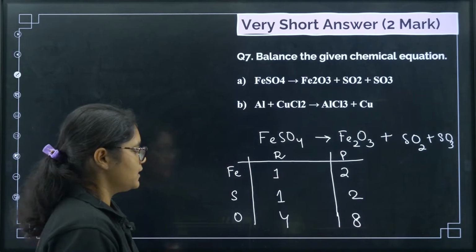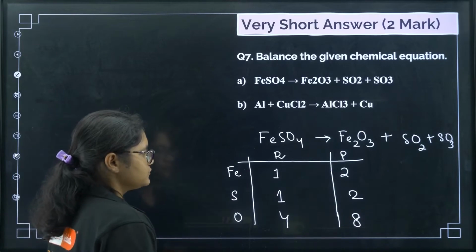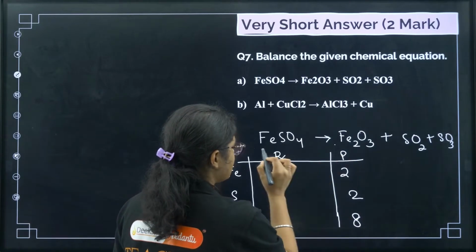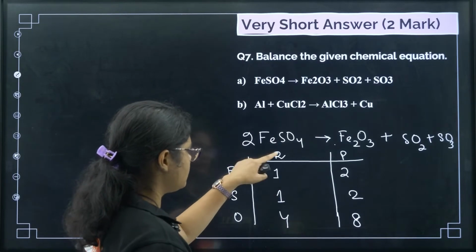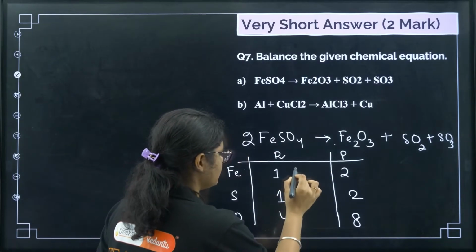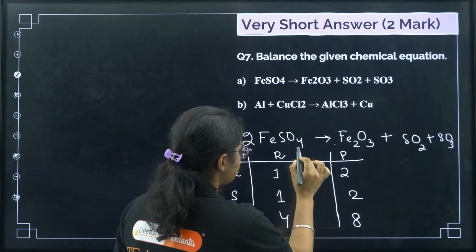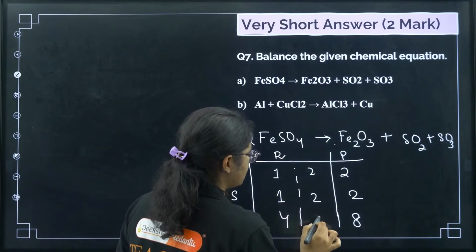Right? Okay. Now to balance it. If you see, we have 2 Fe here, we have 1 Fe here, so I will make it 2 Fe. Now iron became 2, sulfur also became 2 and oxygen became 8.